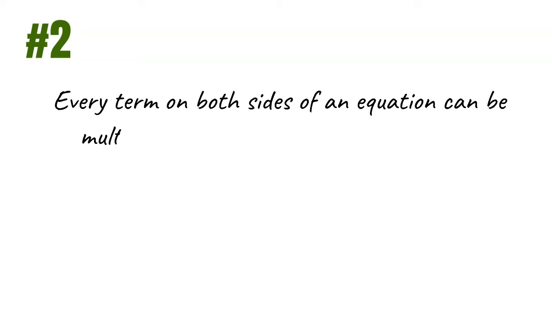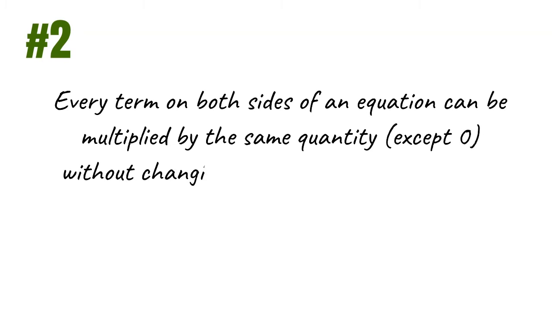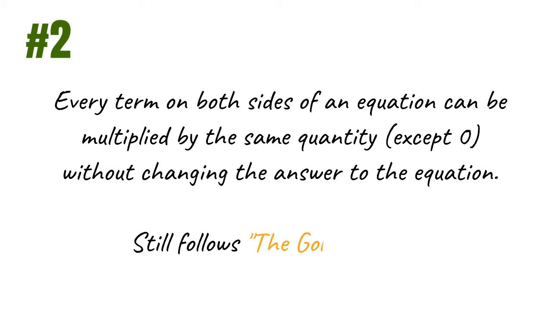Number 2. Every term on both sides of an equation can be multiplied by the same quantity except 0 without changing the answer to the equation. This still follows the golden rule.